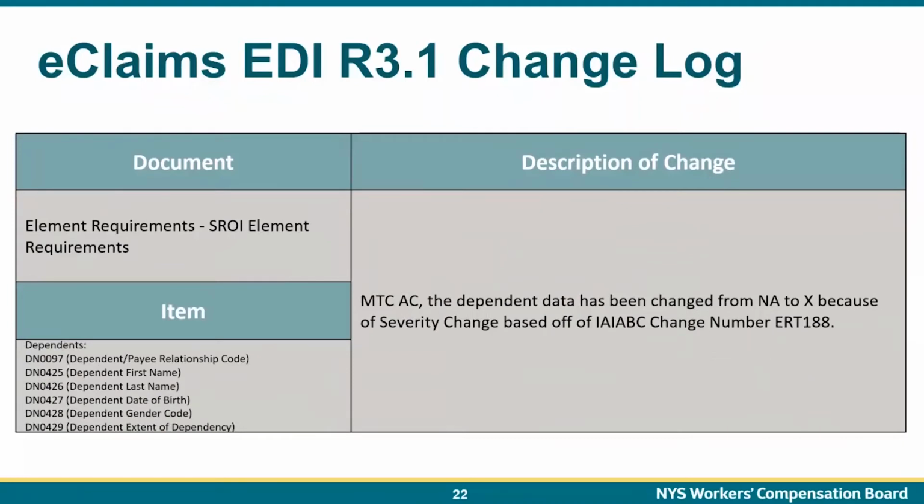Item 37 on the change log. Since the correction was made to exclude benefits on the AC, the DNs related to benefit data dependent data have also been changed to X to be excluded on the AC.